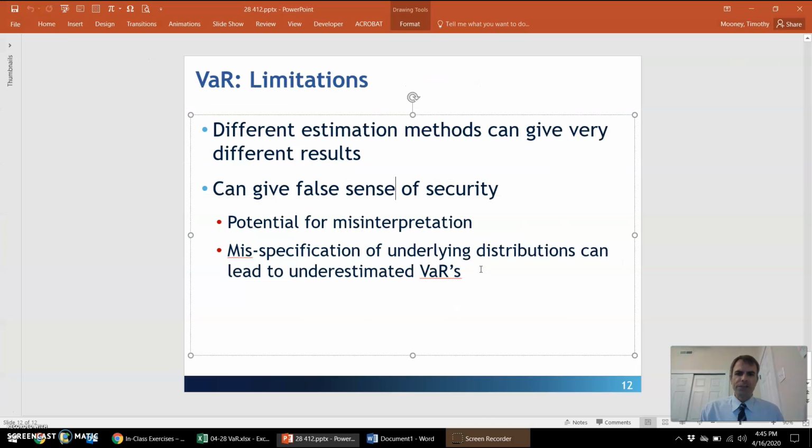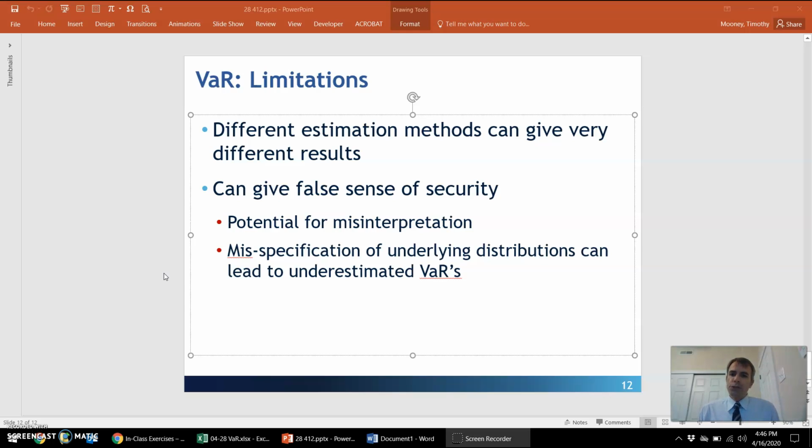Right? And so the false sense of security comes from the fact that if we're looking at 5% VaR in that maximum loss interpretation, we're really just looking at 95% of the time that aren't the worst months.